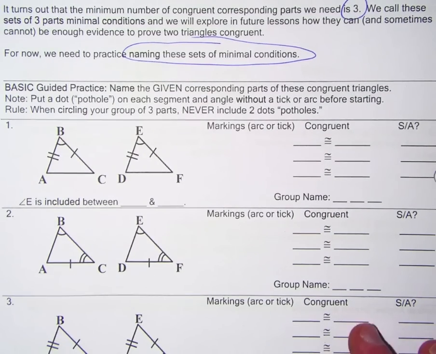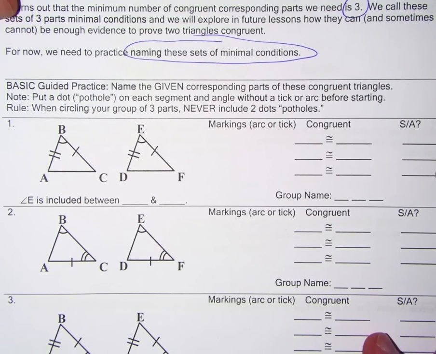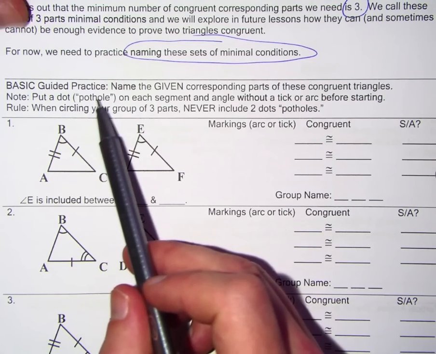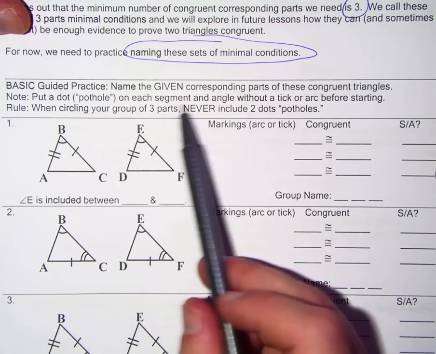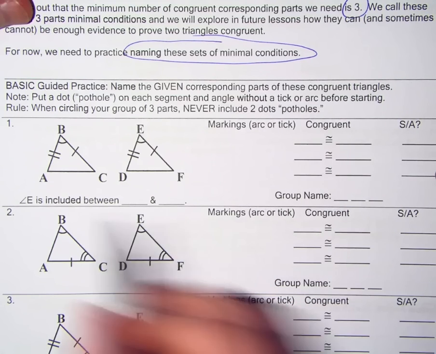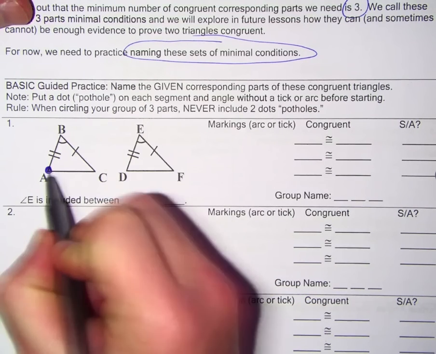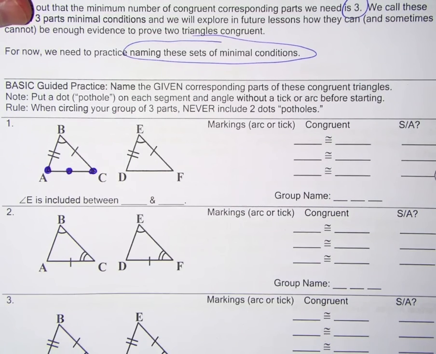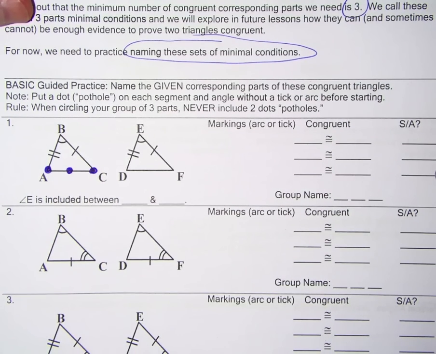Let's just take a look at this and try and name these parts that were given as congruent. Here's the key. You want to put a dot, or we can think of it like a pothole that you don't want to drive over. Put a dot on each segment and angle without a tick or arc. Okay, let's take a look. There's no marking on this angle, there's no marking on this segment, there's no marking on that angle. You only have to do this for one triangle.